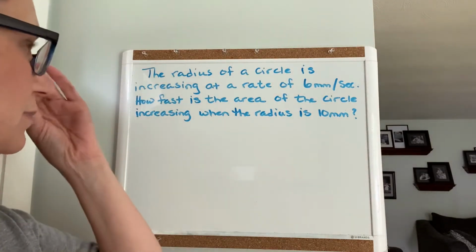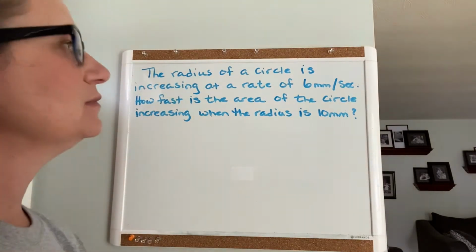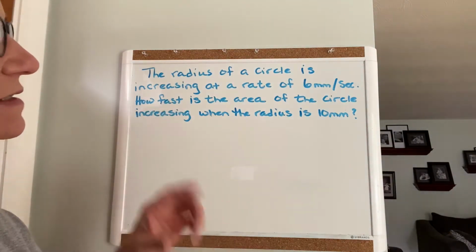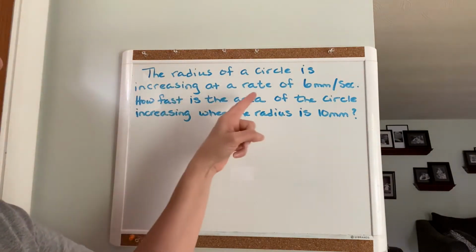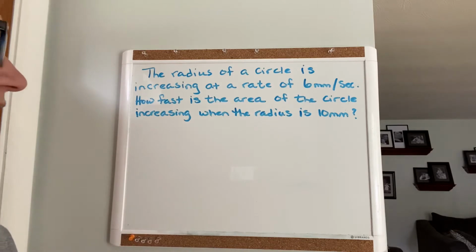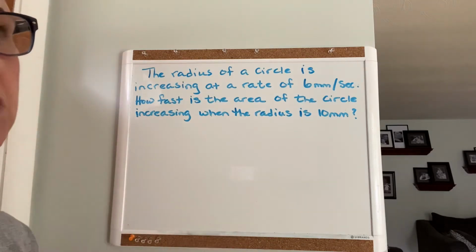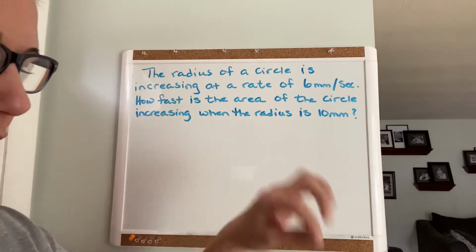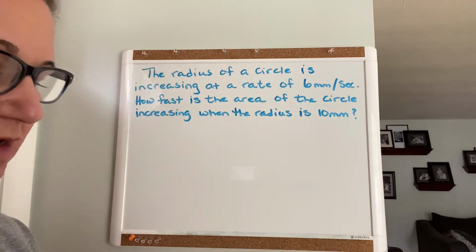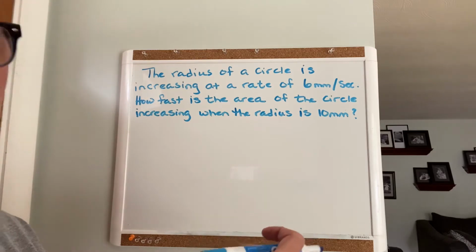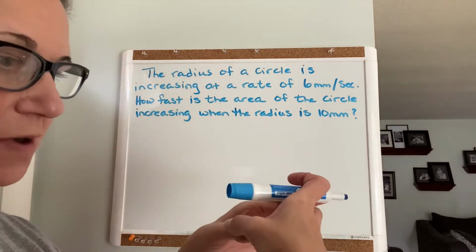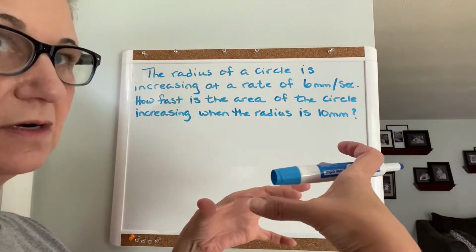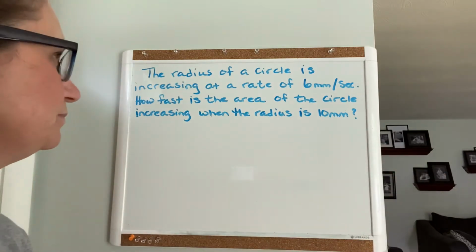All right, third example. So this word problem says the radius of a circle is increasing at a rate of 6 millimeters per second. I didn't want to take up too much board space. So if you're thinking, well, how can the radius of a circle increase? Think about water dripping onto the floor and it makes a puddle in a circular shape.